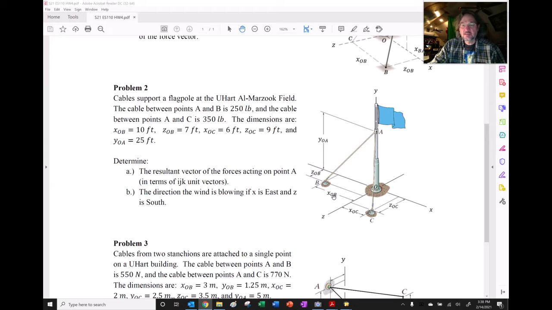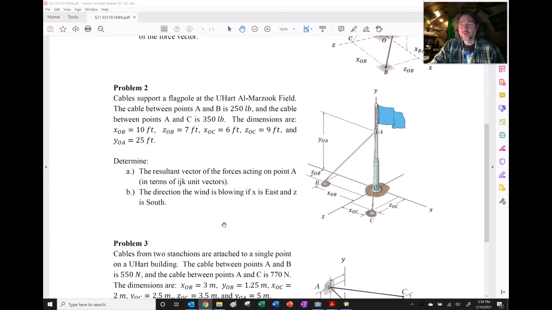And the dimensions here are 10 feet, 7 feet. So let's see, the X, there's 10 feet right here. Here's 7 feet. Here is 6 feet. And here is 9 feet, and then this thing is 25 feet. And we want to find the resultant vector of these forces acting on point A, and we want to estimate the direction the wind is blowing if X is in the east and Z is in the south.